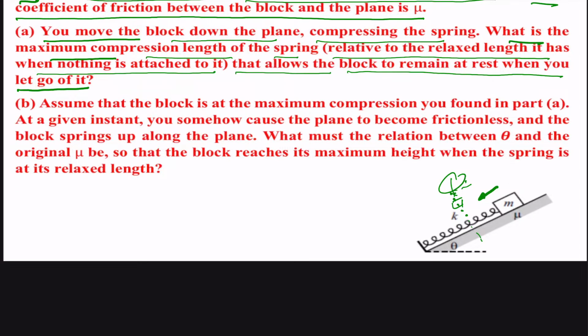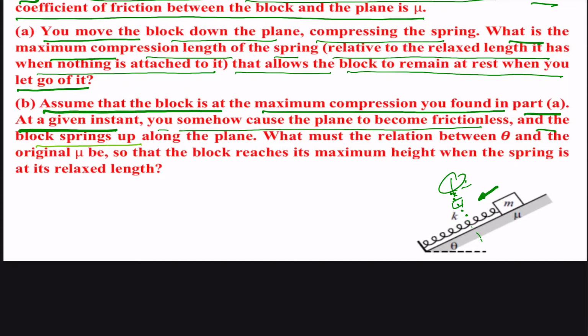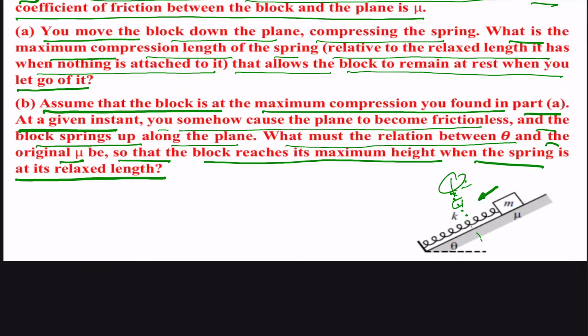And part B states that assume that the block is at maximum compression you found in part A. At a given instant, you somehow cause the plane to be frictionless and the block springs up along the plane. What must be the relation between theta and mu so that the block reaches the maximum height when the spring is at its relaxed length? So in the second part, this coefficient becomes equal to 0 and obviously it is going to shoot back up the inclined plane. So we have to find out the relation between theta and mu so that it reaches the maximum possible.